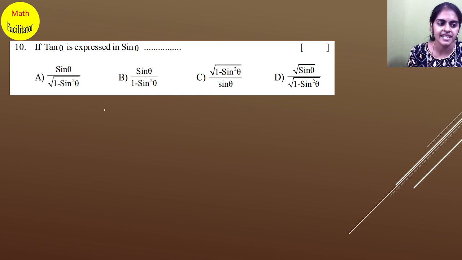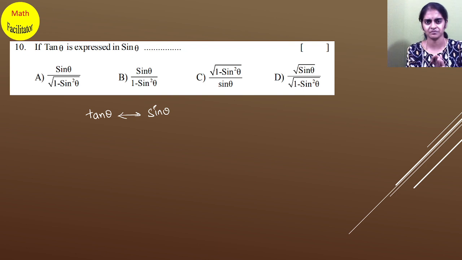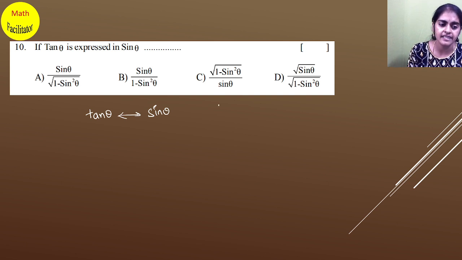Now tan theta is expressed in terms of sin theta as what? Tan in terms of sin. See, so for this you will have to use identity. Do tan and sine have any direct identity? We don't have any direct identity with tan and sine. We have an identity with secant and tan: secant square theta minus tan square theta is 1. We have an identity with cosecant and cot.